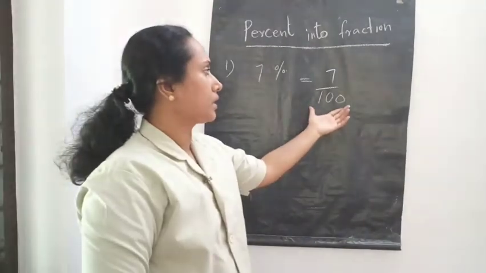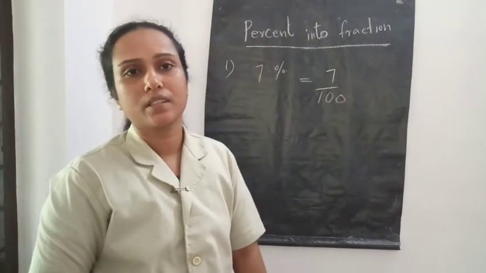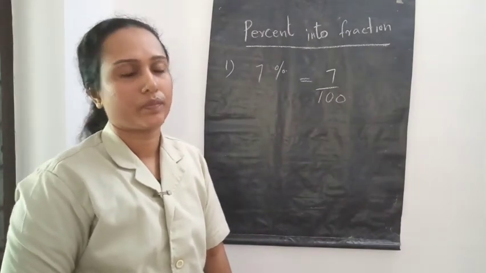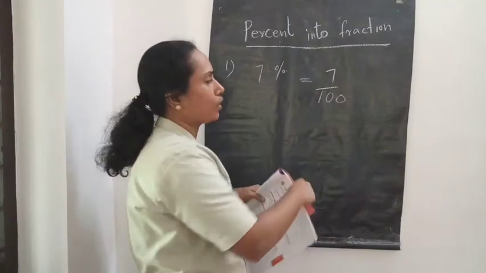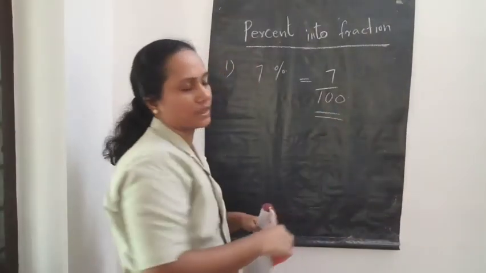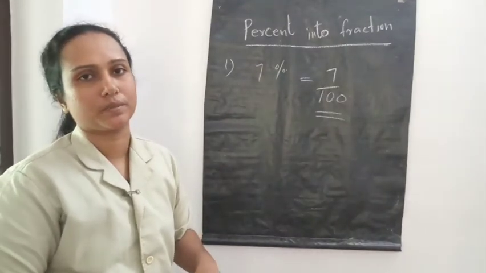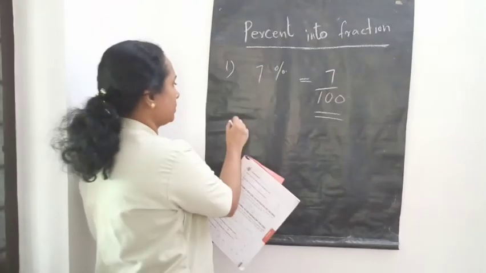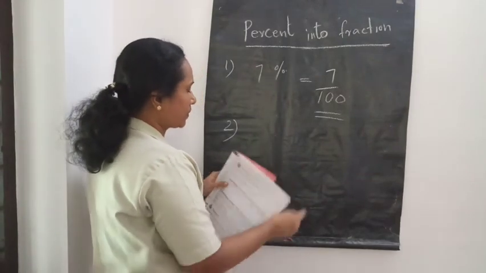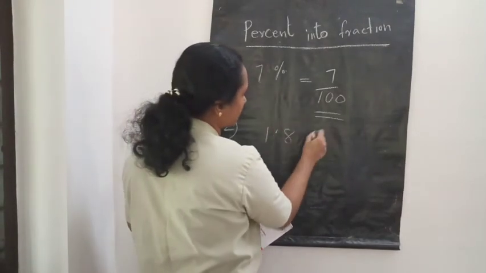Then write this fraction in lowest form, lowest terms. Here no common factor. Then the answer is 7 by 100. The fraction is 7 by 100. Then second question: 1.8%.